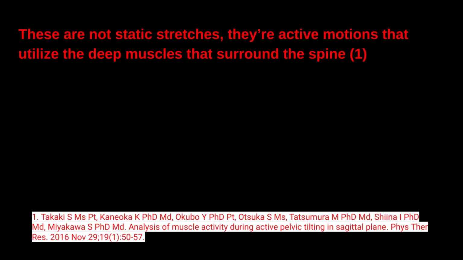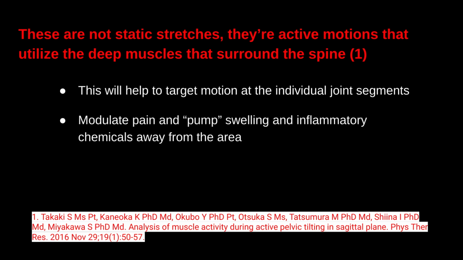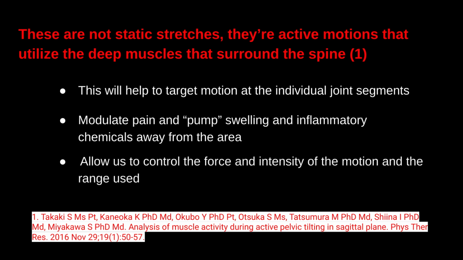Also note that these are not static stretches, they're active movements that utilize the deep muscles surrounding the spine. Again, this will help to target motion at the individual joint segments, but these contract-relax cycles can also be helpful with modulating pain and working to pump and flush swelling and inflammatory chemicals away from the area. Furthermore, being active movements, we can control the force and intensity of the motion much better, and we can control the ranges used so we can really make sure we're not overloading the patient and keep the exercises and the symptoms at a safe and tolerated level.